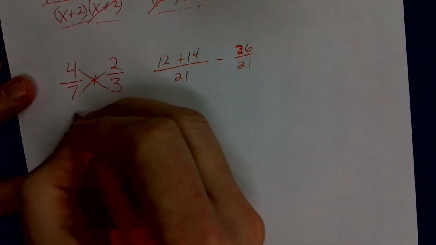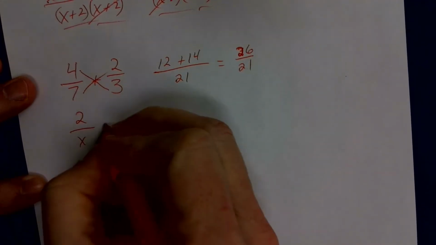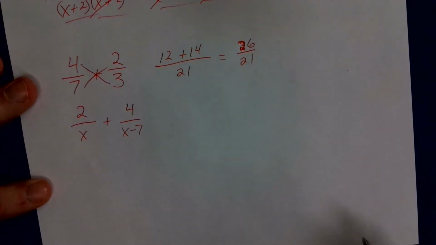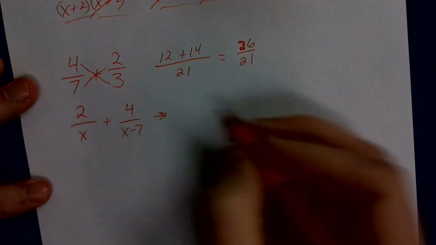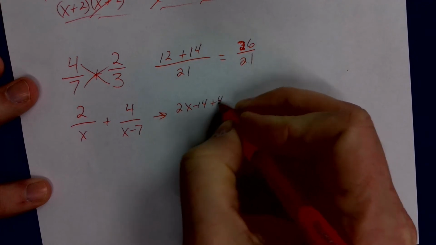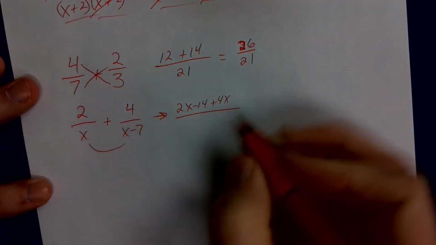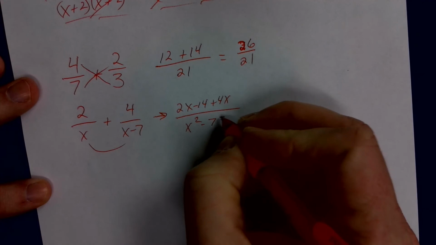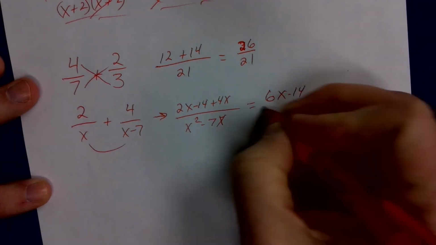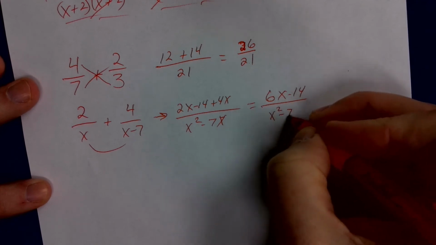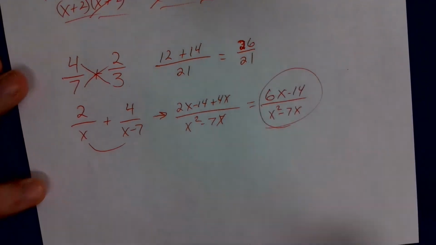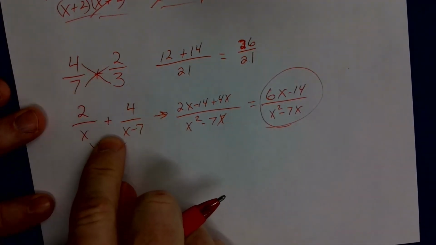So if I have letters on there, 2 over x plus 4 over x minus 7, I do the exact same thing, so don't let that freak you out, okay? So that's 2x minus 14 plus 4x over smiley face x squared minus 7x. Simplified, I get 6x minus 14 over x squared minus 7x. And that would be my final answer there. Again, that's adding or subtracting.